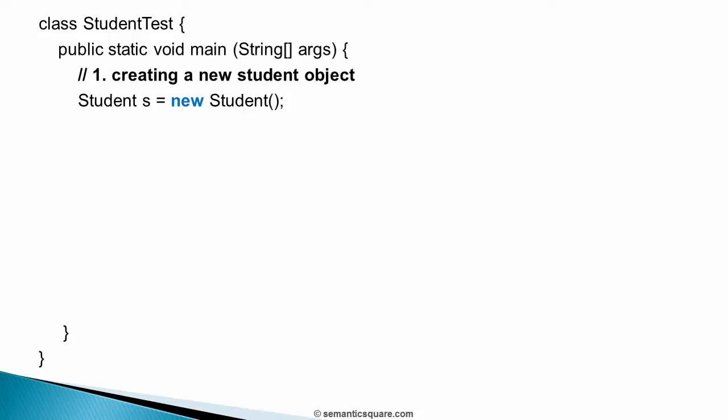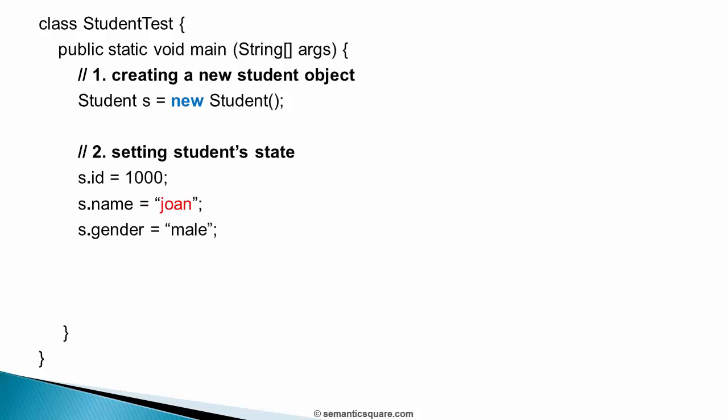So new followed by Student followed by parenthesis would create a student object, which is then assigned to a variable called s, whose data type is Student, which indicates that s would hold a student object. So it is similar to the way we declared the variable ID in the student class. With ID, the data type was int, indicating that it would store an integer value. So we created a student object named s.